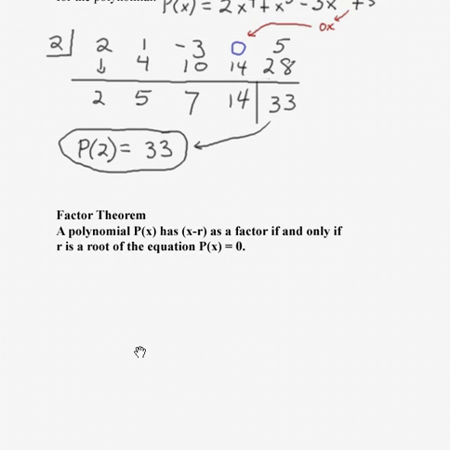Now we have another theorem, which is called the factor theorem, as opposed to the remainder theorem. It says if you have a polynomial p of x, how do you know if x minus r is a factor? Well, it's a factor if and only if r is a root of the equation p of x equals 0. Let's translate that into words. Just like we learned in the previous lesson, if your dividend divides evenly by your divisor, meaning your remainder is 0, then it's a factor, since you have two numbers that divide evenly.